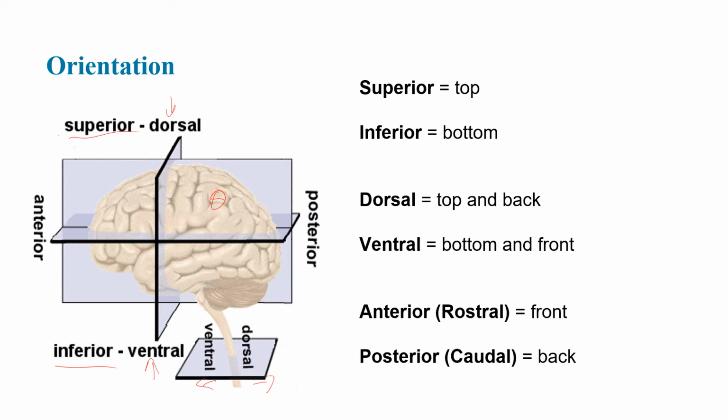And then the final two to talk about are anterior and posterior. Sometimes you'll hear this called rostral and caudal. These are referring to front and back. So anterior is the front of the brain. Posterior is the back of the brain. So anterior is towards the nose. Posterior is towards the tail when you're talking about animals that are on 4 legs.